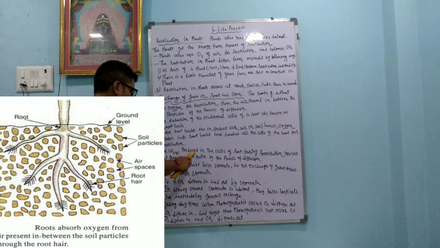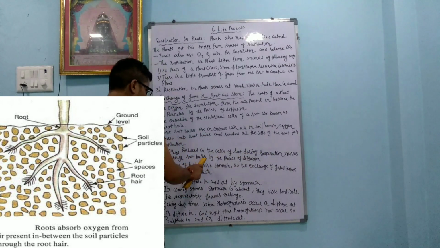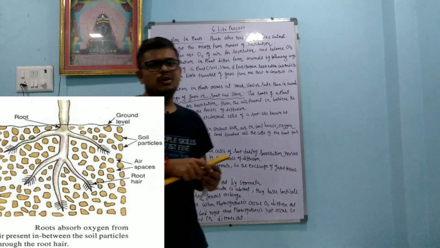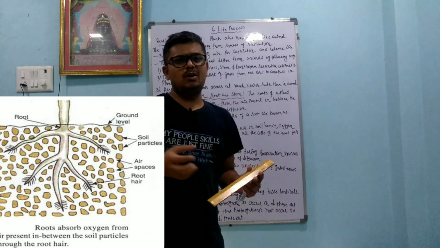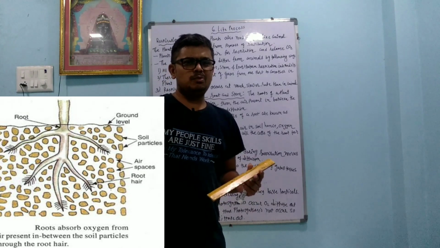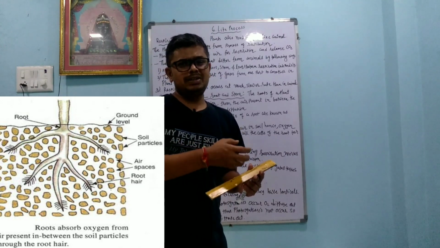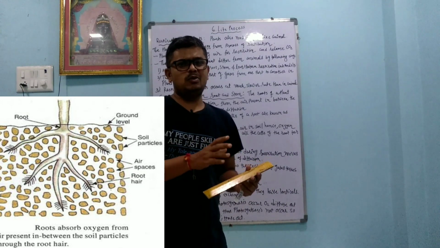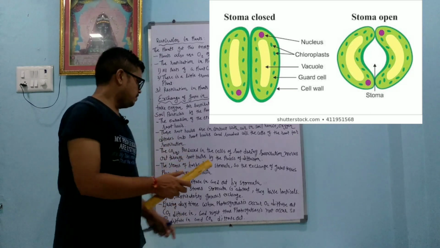The carbon dioxide produced in the cells of the root during respiration moves out through the root hair by the process of diffusion. In the same way oxygen enters the root, and whatever carbon dioxide is produced by respiration goes outside of the root by diffusion. The concentration of carbon dioxide inside the plant cell is more and outside is less, so it goes outside from higher concentration to lower concentration, or higher pressure to lower pressure.